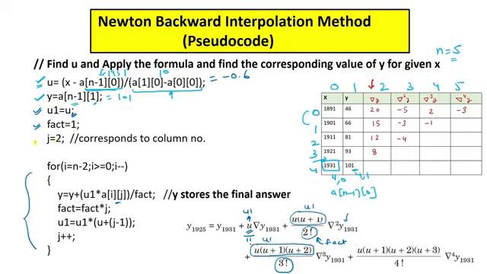Now I am starting from j equal to 2, corresponding to the column number. Again, your implementation can be somewhat different from what I have shown here. So this is okay.